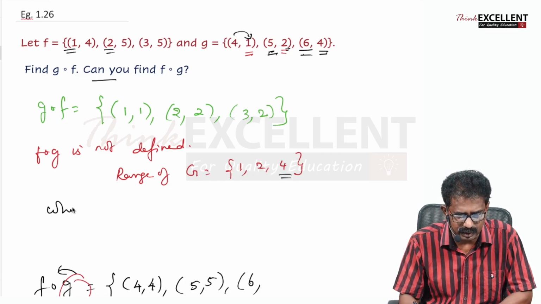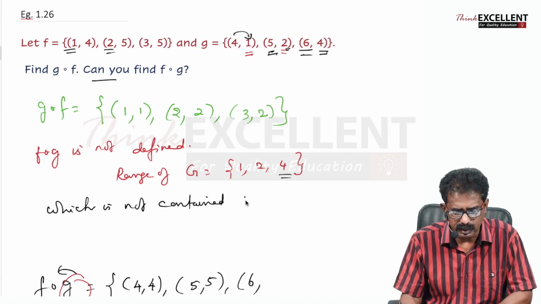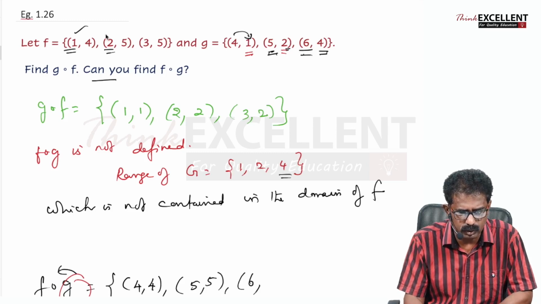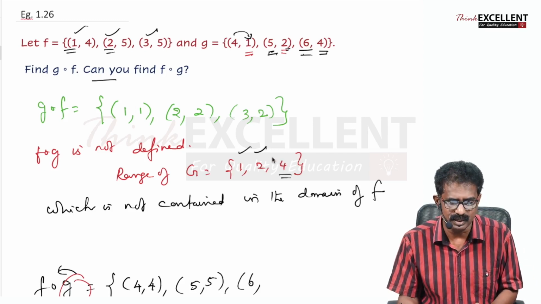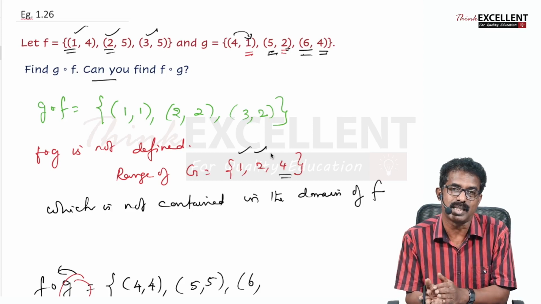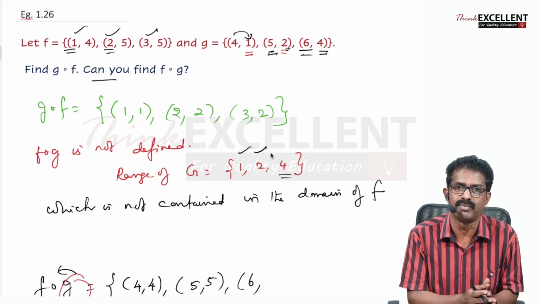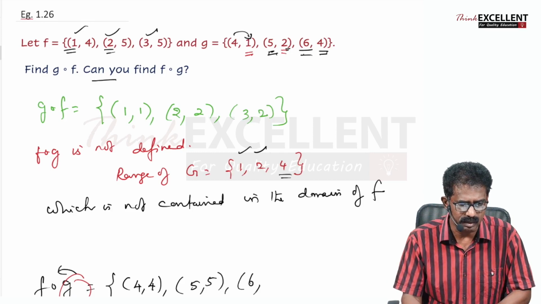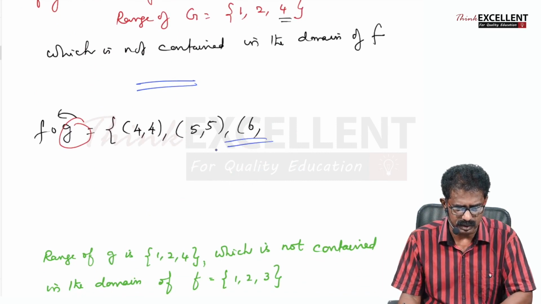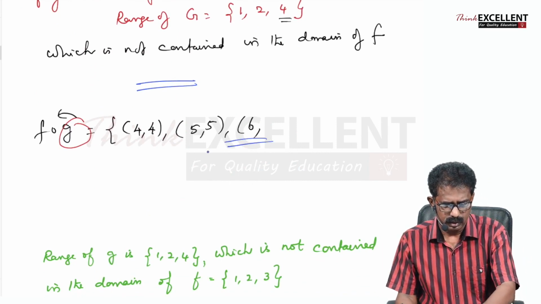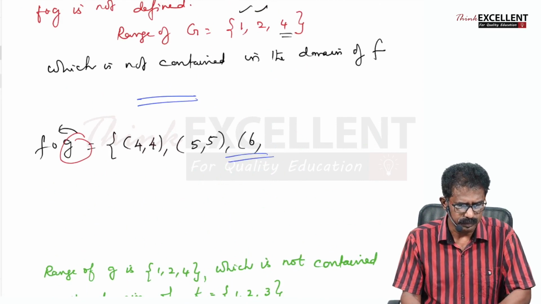So 4 is not contained in the domain of F. Because the domain of F is 1, 2, 3. 1, 2, okay, but we want 4. 4 is not there, right? So G's range must be contained in the domain of the other function F. So it is not satisfied. So you cannot find F composition G here. So you know the reason why it is not contained. Okay, now let's go for the next question.